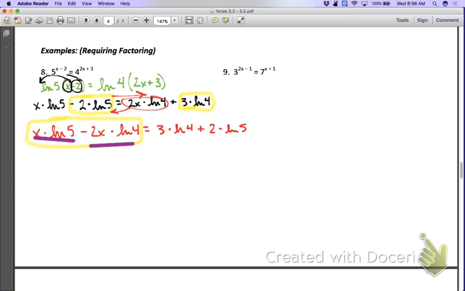What do I have in each term? An x. So what do you think I'm going to do here? There you go. I'm going to take it out, or factor it out. So I'm going to have x times the natural log of 5, which is just a number, minus 2 times the natural log of 4, which again is a number, and then it's equal to 3 times the natural log of 4 plus 2 times the natural log of 5.